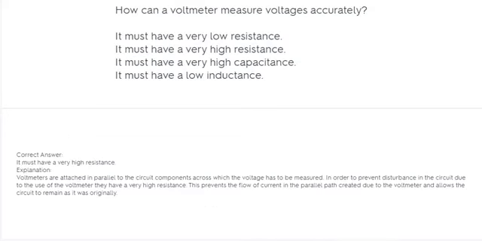How can a voltmeter measure voltages accurately? It must have a very low resistance. It must have a very high resistance. It must have a very high capacitance. It must have a low inductance.